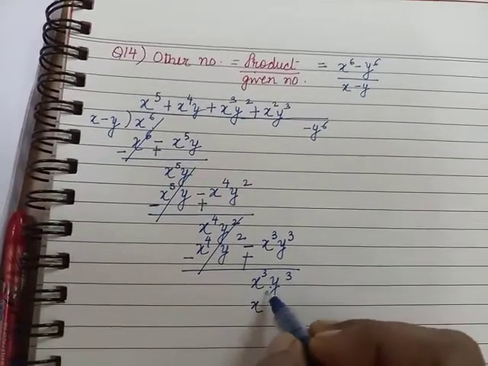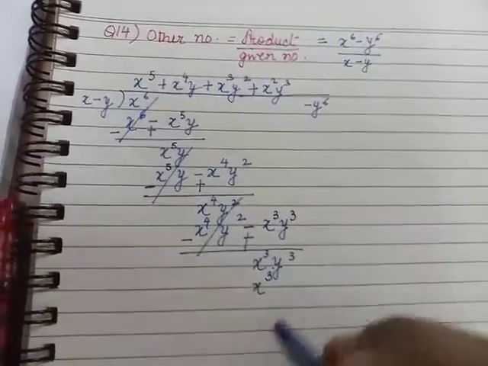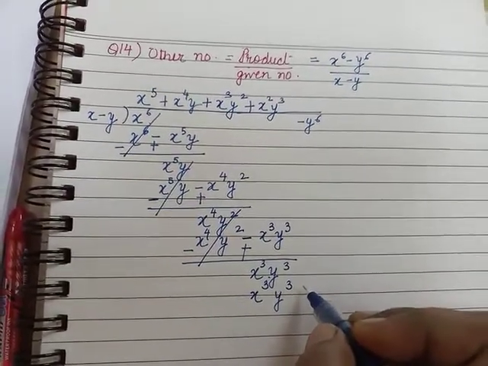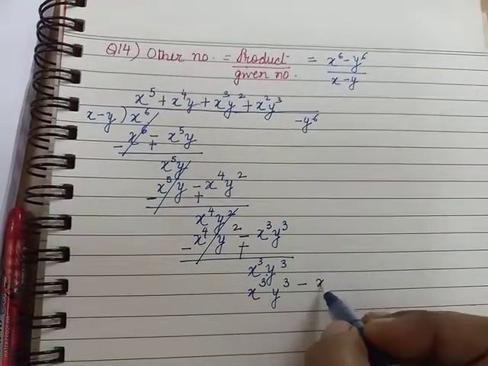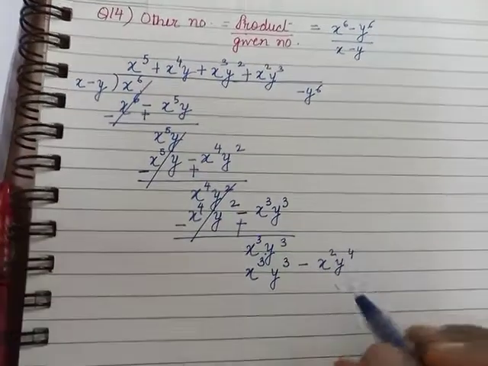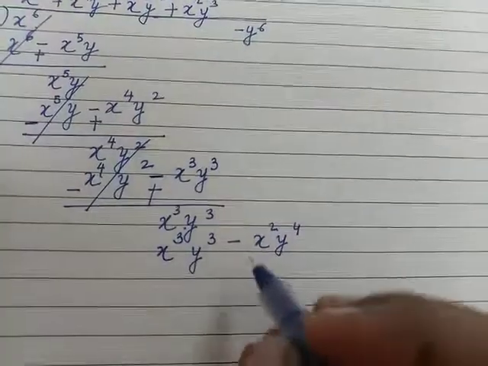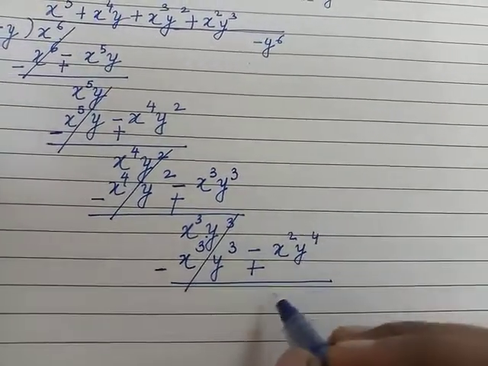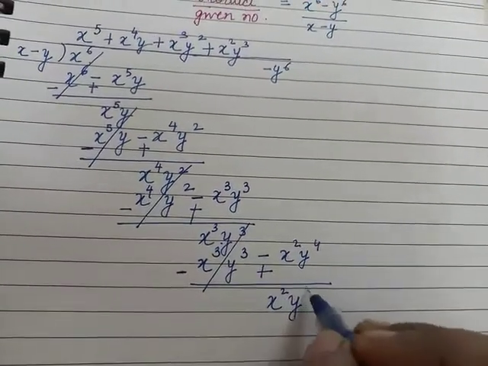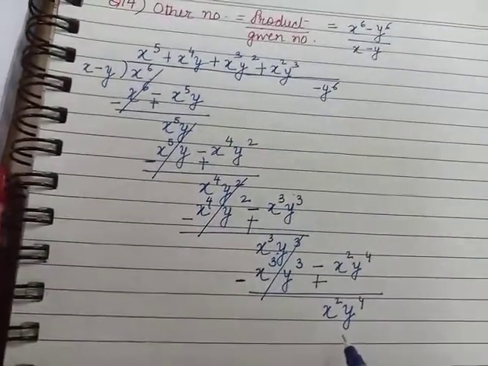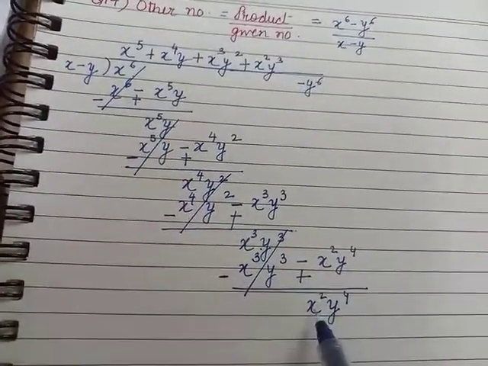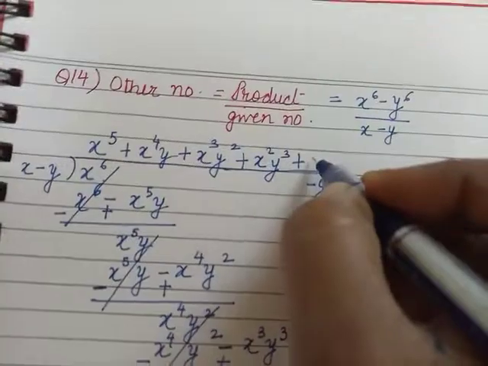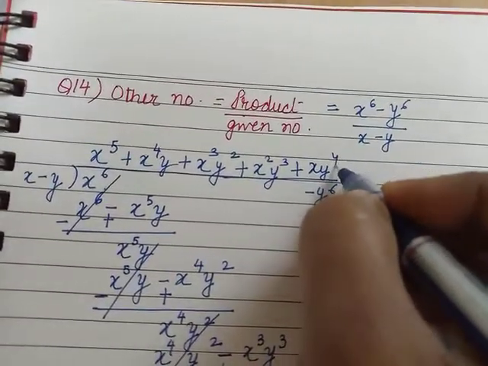So we'll get x cube y cube. When we multiply it with the second term, you'll get minus x square y to the power 4. On subtracting, this gets minus, this gets plus, this gets eliminated. We are left with x square and y 4. Now to get x square y 4 from x, we multiply with x and y to the power 4.